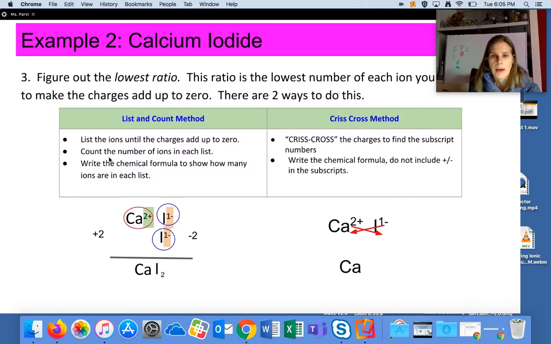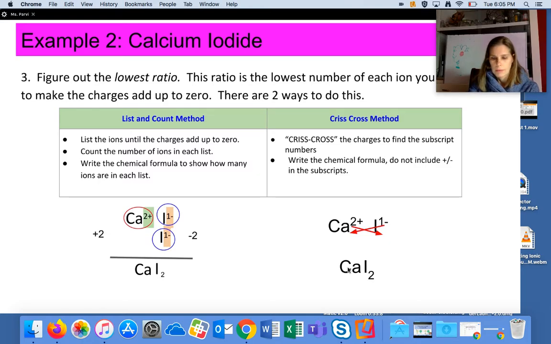Whereas our iodide, we bring down the 2. Again, remember that if you're using the crisscross method, do not include positive or negative in the subscripts. As you can see, though, we have the same answer for both of them. Both methods work to get us the chemical formula.